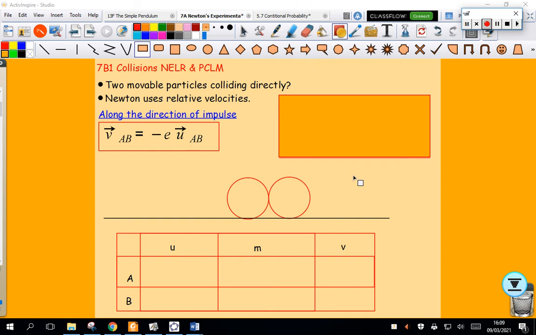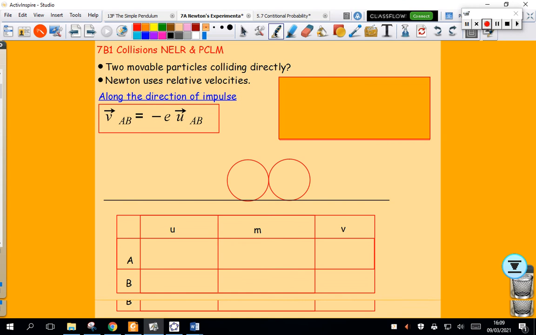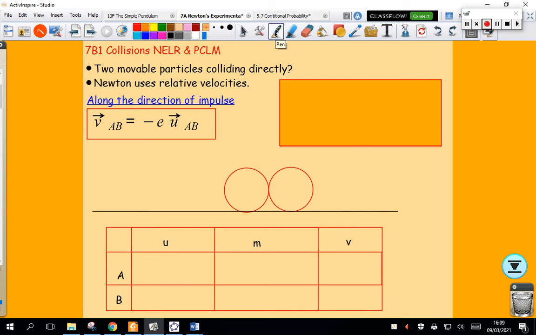Okay, we've been working a little bit on Newton's experimental law of restitution. I'm going to move on from that and talk about collisions between moving particles. And we said in previous lessons that the final velocity instantaneously after impact is equal to negative e times the velocity instantaneously before impact.